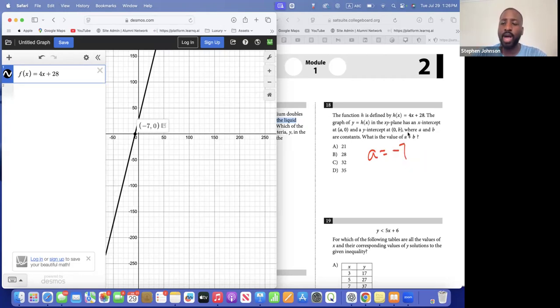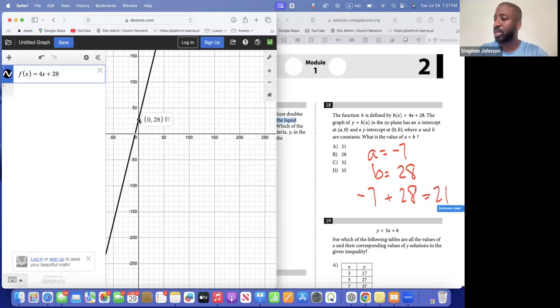Then it says, and a y-intercept at (0, b). What's the y-intercept? It looks like the y-intercept is right here at (0, 28), which tells me that b is equal to 28. This is a beautiful Desmos question. It directly tells us all that we need to know. Where a and b are constants, what is the value of a plus b? We're literally just figuring out what -7 plus 28 is, which we know to be 21, and therefore the answer is choice A.